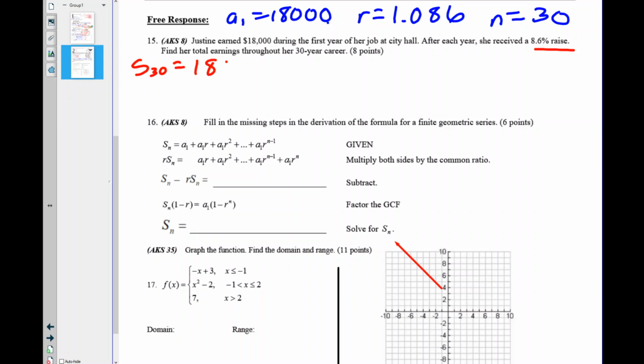to 18,000 times 1 minus 1.086 to the 30 over 1 minus 1.086. This problem was worth 8 points in total. 6 of the 8 points came from here. You got 2 points for putting the 18,000 where it goes. You got 2 points for putting both of the 1.086s where they go, and then you got 2 points for putting the 30 where it goes.